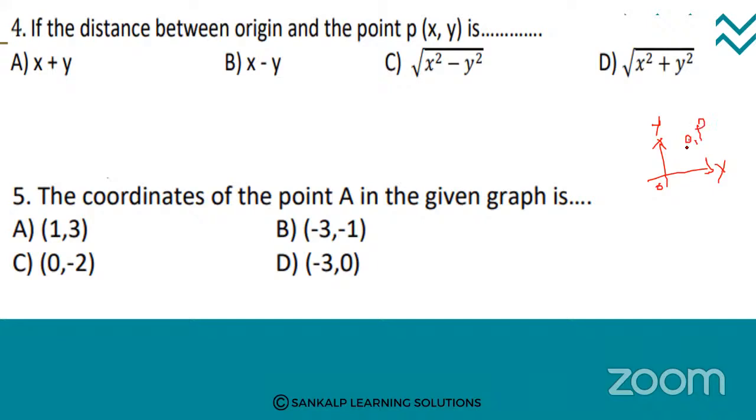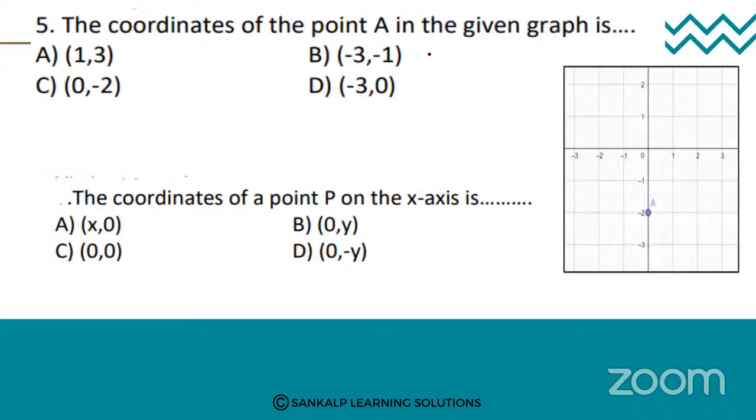here P, okay, from the origin is square root of x square plus y square. Remember, square root of x square plus y square. Next, the coordinate of the point A in the given graph. Okay, here one graph is given and they showed a point here. Okay, we have to find out the coordinate of the point A.